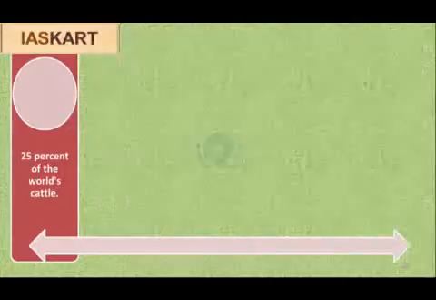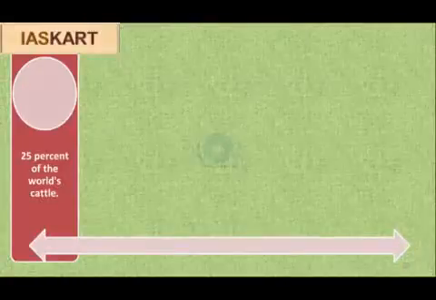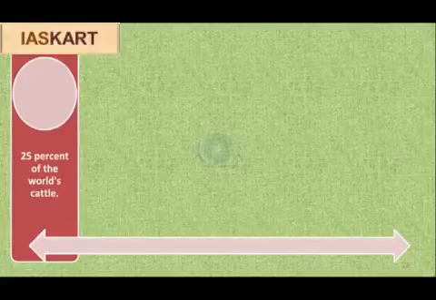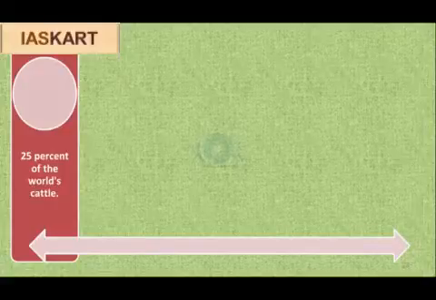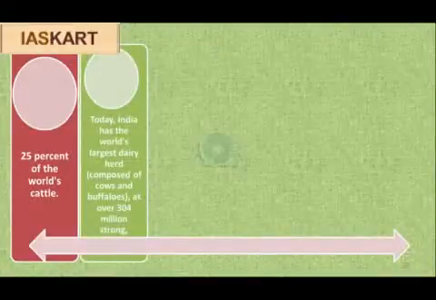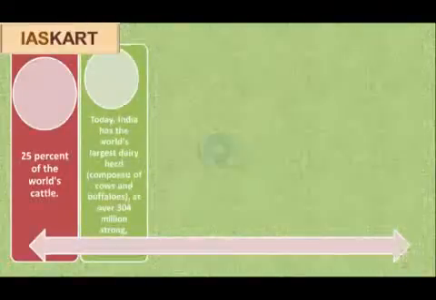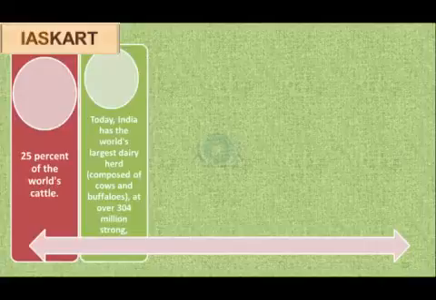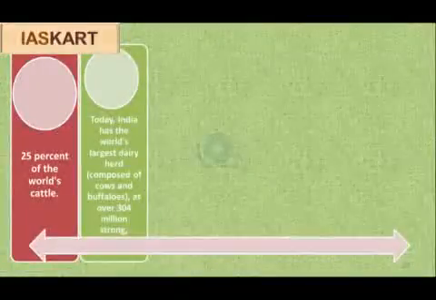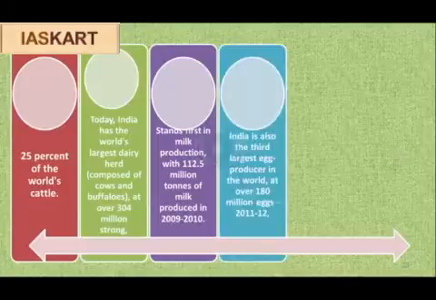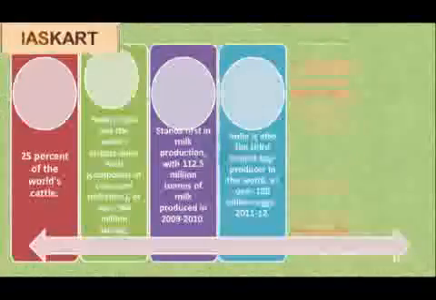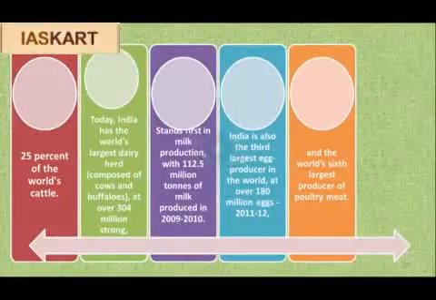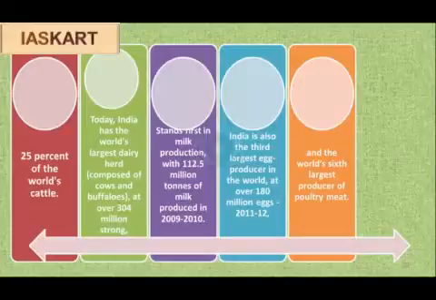India accounts for approximately 25% of the world's cattle. Today, India has the world's largest dairy herd, composed of cows and buffaloes, and it is more than 300 million strong. It stands first in milk production with 112 million tons of milk in 2009-2010, and India is also the third largest egg producer in the world. As regards poultry meat, India is the sixth largest producer. The majority of India's animal products are consumed domestically. Exports are also, of course, growing.